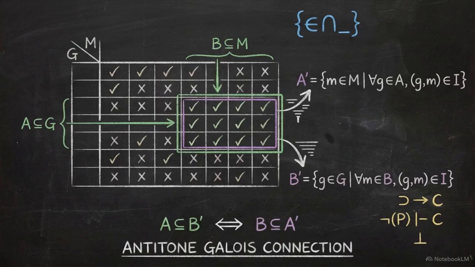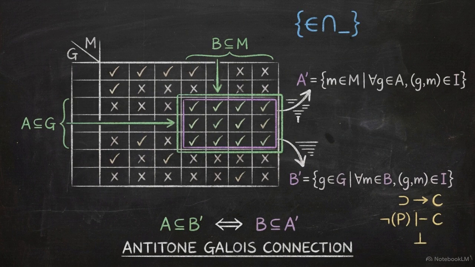The foundational axiom is a binary data table, formalized as a context K equals (G, M, I). Here, G is a set of objects, M is a set of attributes, and I is the binary relation between them. We define a derivation map for objects, A'. By selecting a specific set of objects, we isolate the strict set of attributes that every member of that set shares. The same operation applies to attributes, B'. Selecting a set of attributes isolates the precise set of objects possessing all of them.